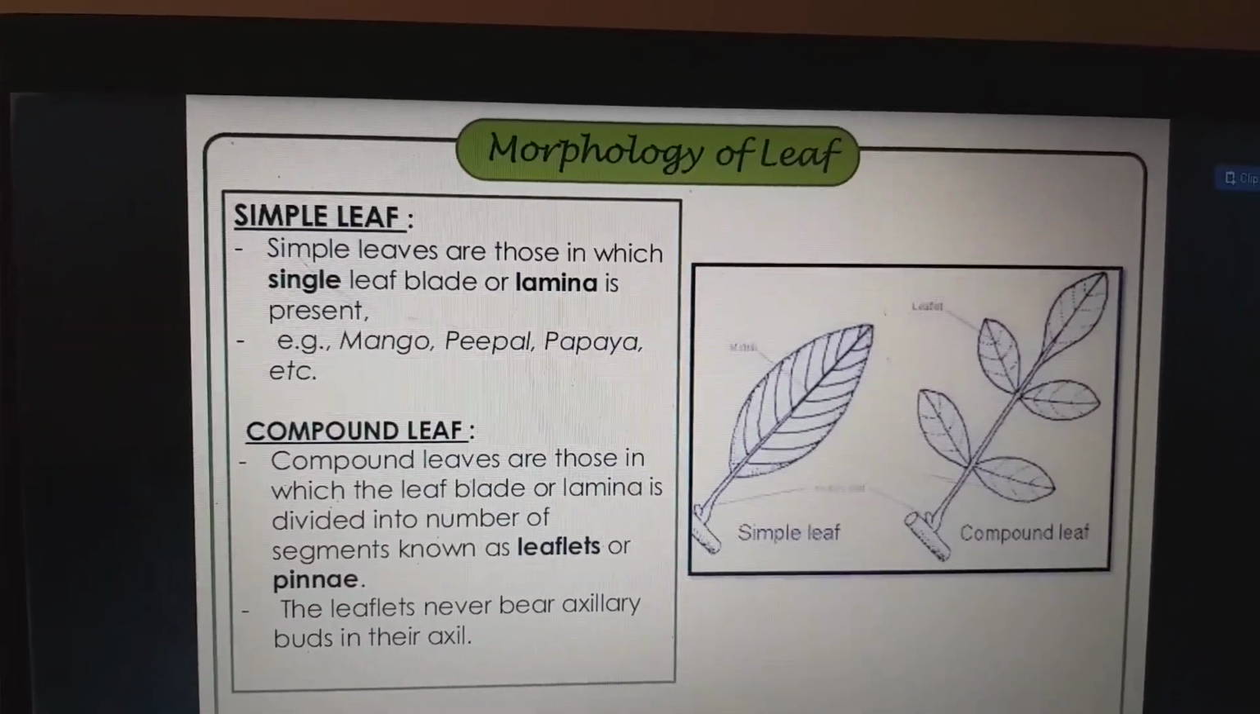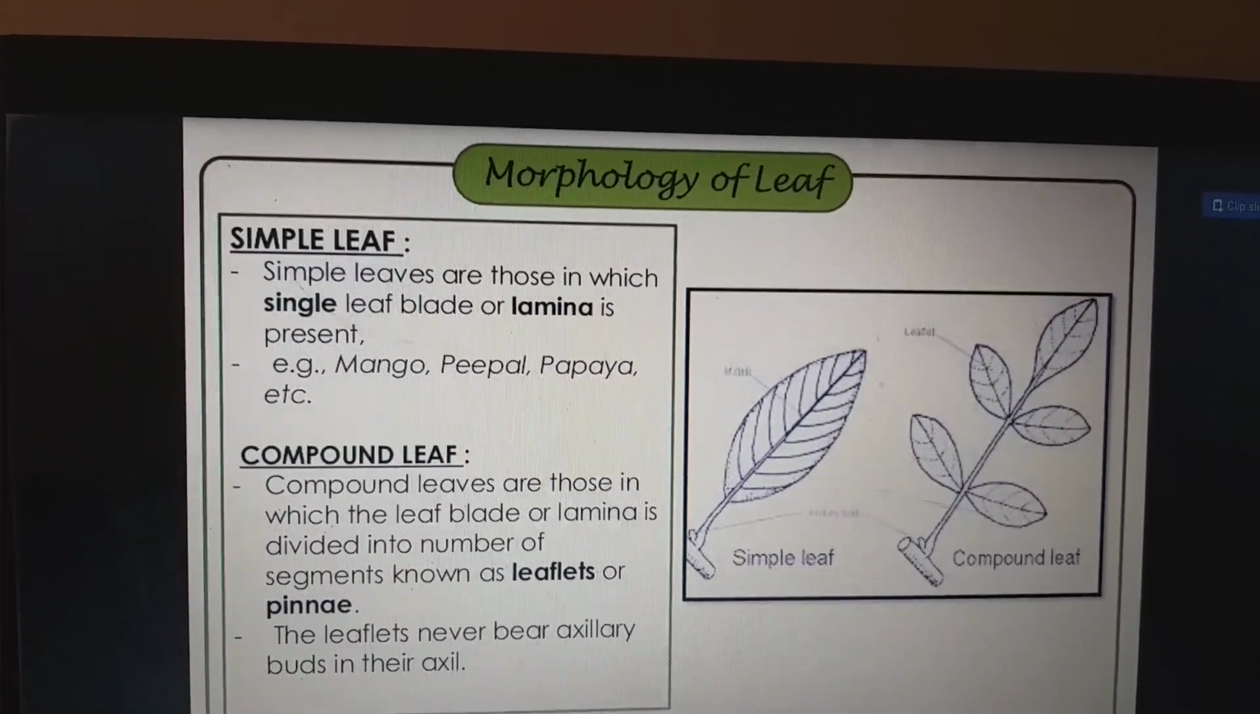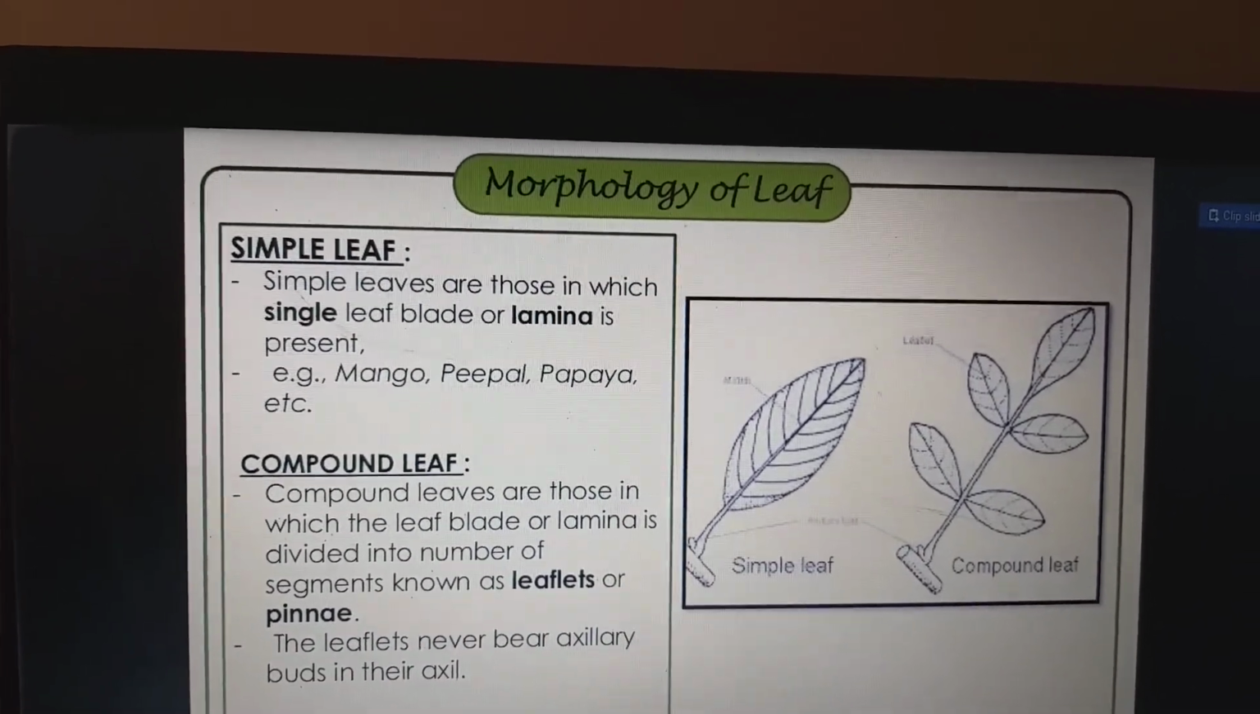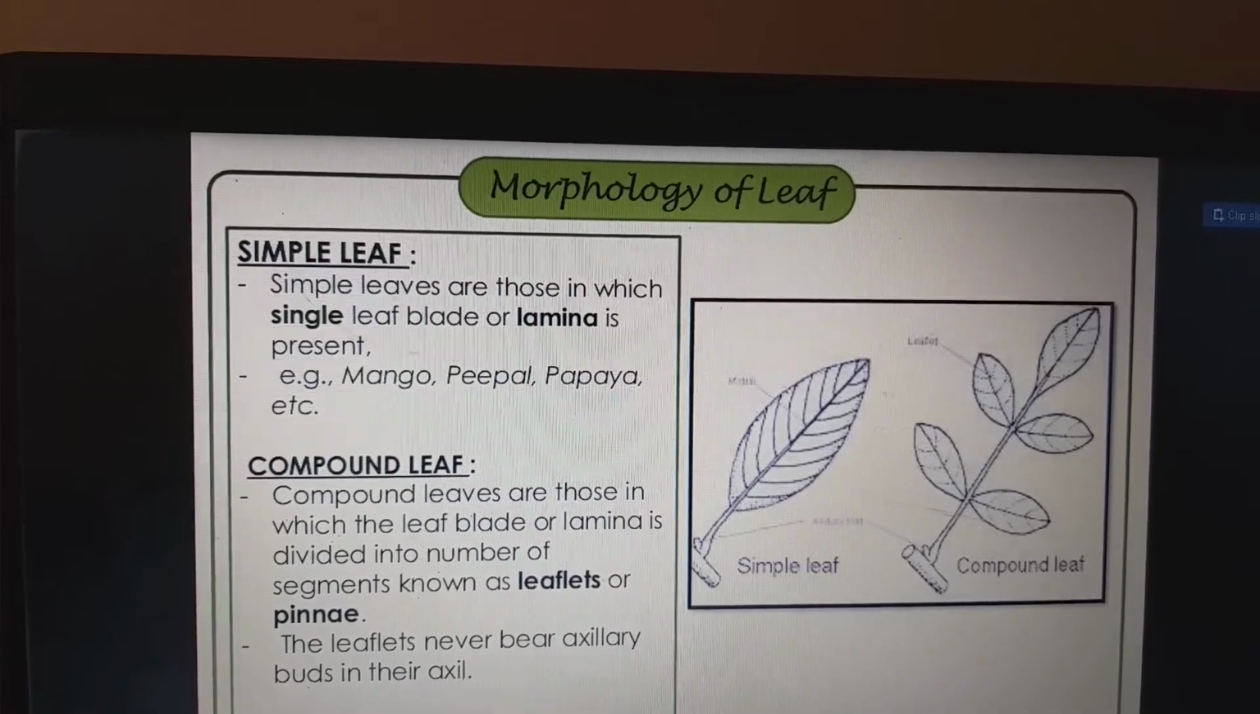And next, simple leaf and compound leaf. Simple leaves are those in which a single leaf blade or lamina is present. We call it a simple leaf. For example, mango, peepal, papaya, etc.